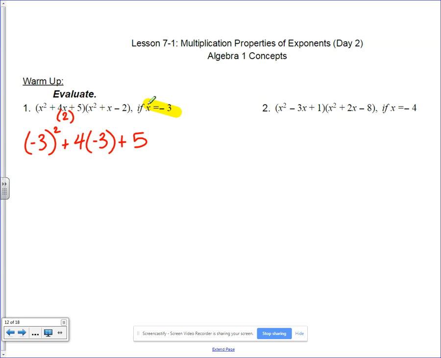Let's go ahead and let's do the other parentheses. You okay, Dylan, or no? What's up? Do you have your calculator there?